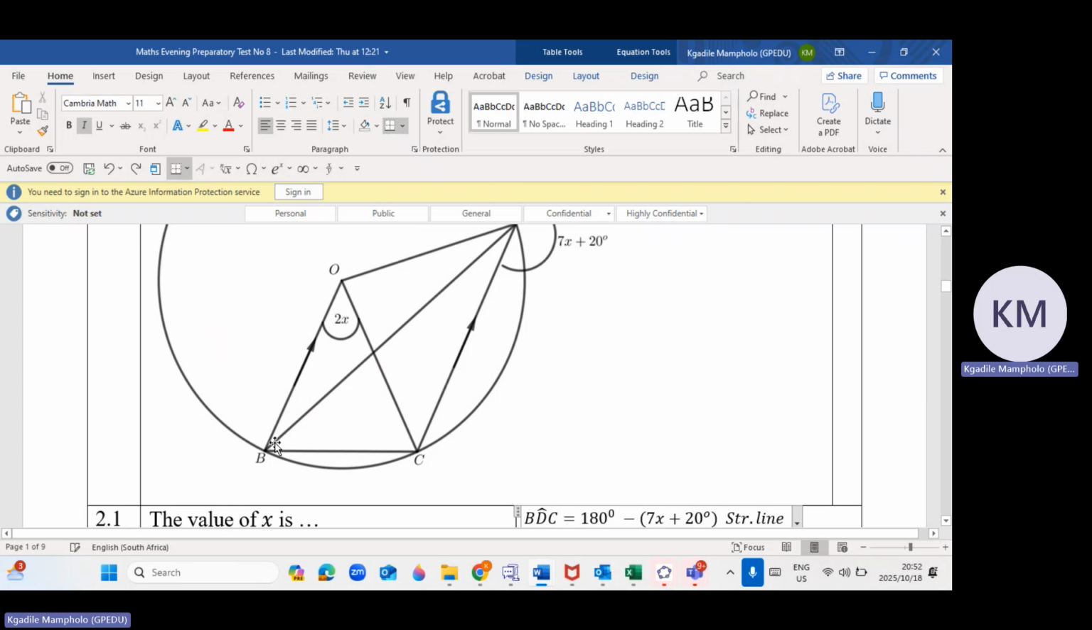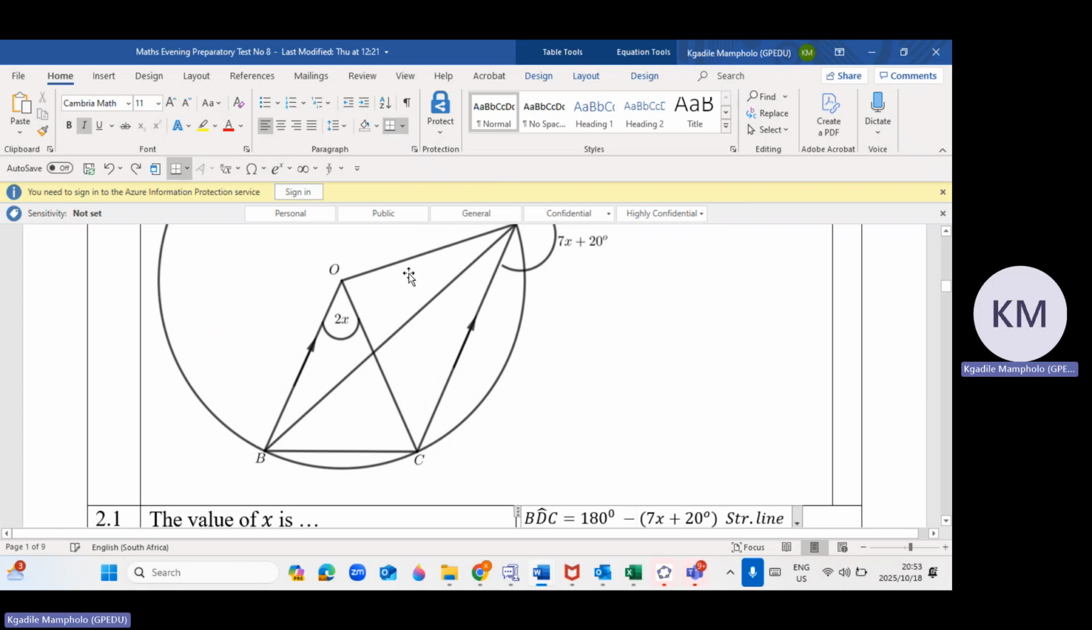We know that if these lines are parallel, these two angles will be alternating. Then it means OCD is equal to 2x. Your reason will be alternating angles, OB is parallel to CD. Now, if this is 2x and we calculated x as 20, then this angle will be 40. Then this will be 40, and this will also be 40.